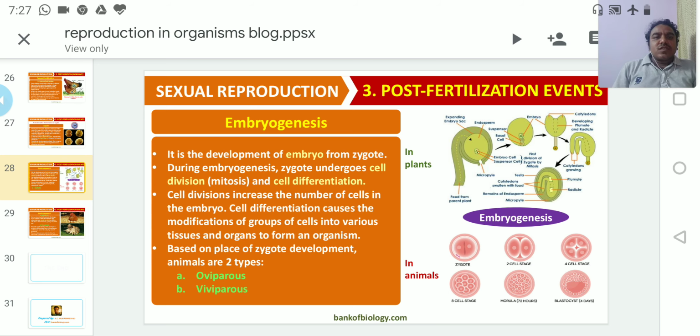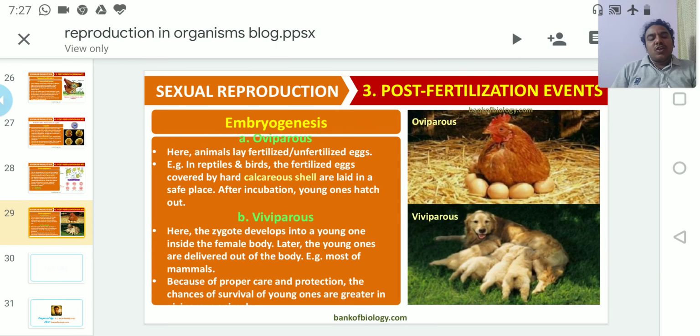Based on the place of zygote development, animals are classified into two types, that is oviparous and viviparous. It is very easy to remember and study, based on how they give rise to the young ones. That is embryogenesis only.